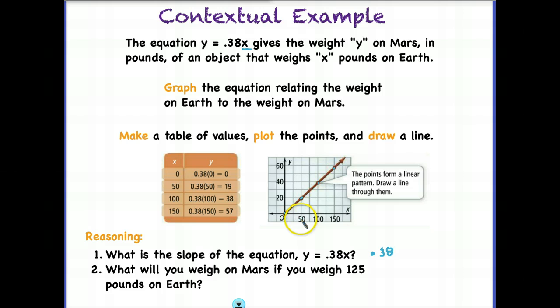Or because we've spent so much time graphing, let's just look at the graph. So I'll go over here to 125, and then I'll go up here, find that point, and that looks like it's about, and this is approximate, because I didn't do an actual calculation, but it is approximately, we'll say 48. And that's close enough, right? It could be 47, it could be 49, but we know it's a little bit less than 50, but almost 50.